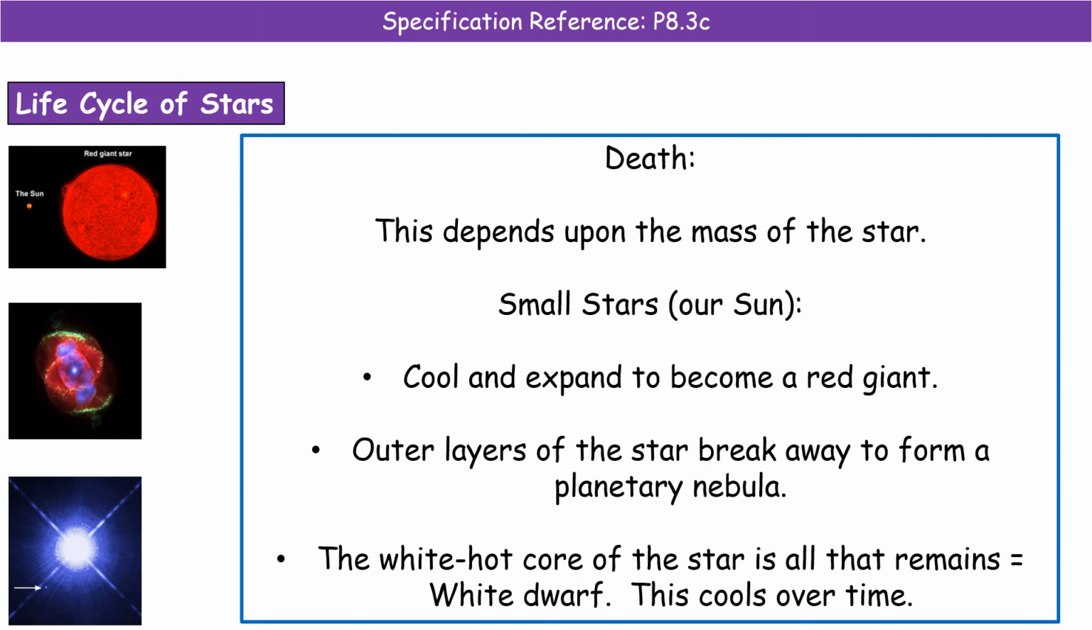And you can see in the top picture on the left hand side there, this is showing us what we mean by cool and expand. So we can see our sun, that little orange dot on the left of the picture, and a red giant next to it. That gives you some idea of how much we are expanding. As a result of this, we then end up with the outer layers breaking away to form a planetary nebula, and we're left with this white hot core of the star, which is called a white dwarf. And over time, that white dwarf is going to cool and fade.